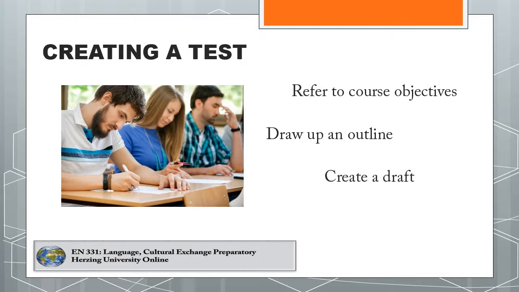Third, create a draft following your outline. Then make sure each section has the following things: clear, simple directions, clear examples, clear relation to the objective, simple, appropriate language, and a level of difficulty that matches the students' abilities.